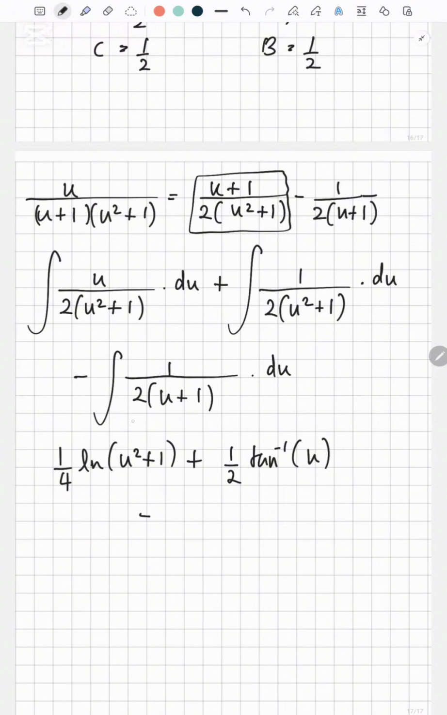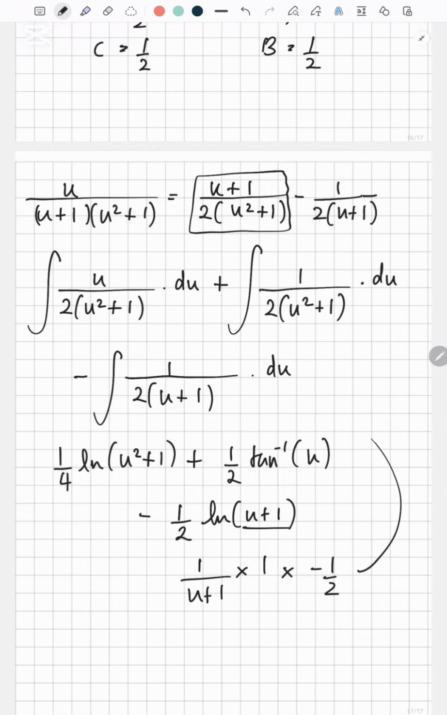So the integration of 1 over u squared plus 1 is tan inverse u, alright? Minus the integration of that. Same way, that's very easy. You don't have to use substitution. It's going to be half ln of u plus 1. See, if you differentiate that, you get 1 over u plus 1 into the differentiation of what you have inside, which is 1, and into half. So half minus half, giving you the same thing, right? Therefore, that's your answer. So these are your set of answers.